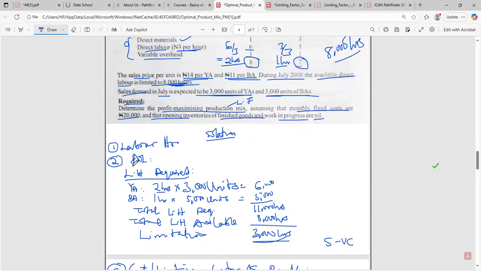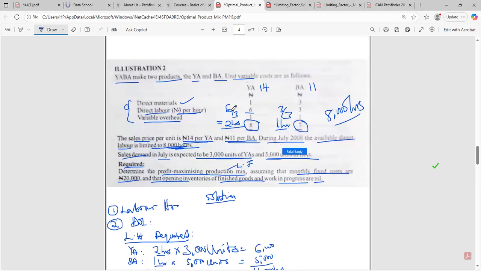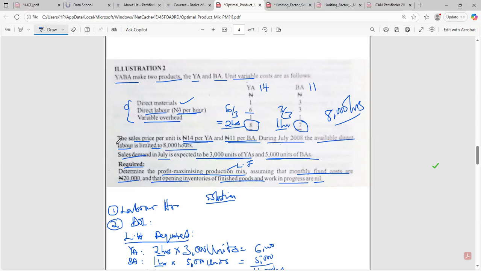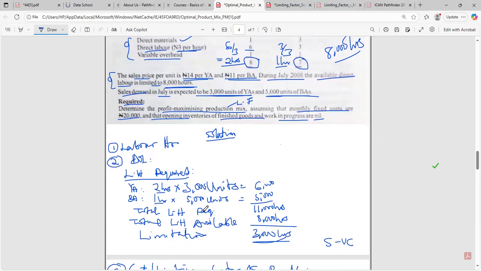That's why I came to step 2. Step 2 has so much information. 2 and 1 is per unit. That's what we did here: 6 divided by 3 is 2, 3 divided by 3 is 1. Somebody's asking where the 8,000 labor hours is coming from. You have the material already. This is the 8,000 hours, it is here. Check here and you'll see it.